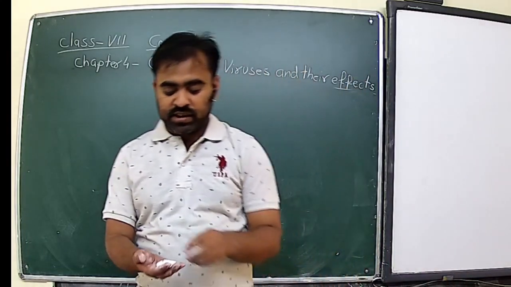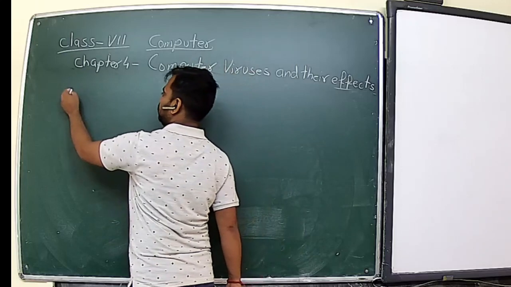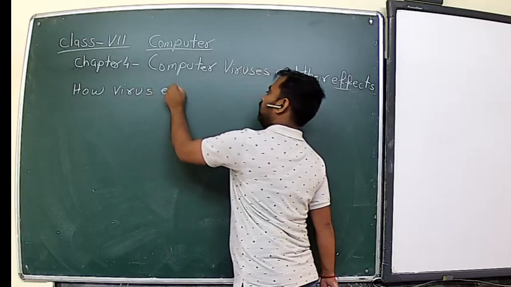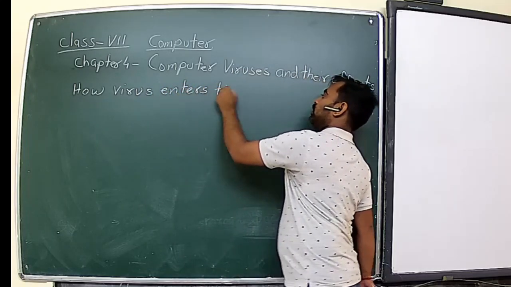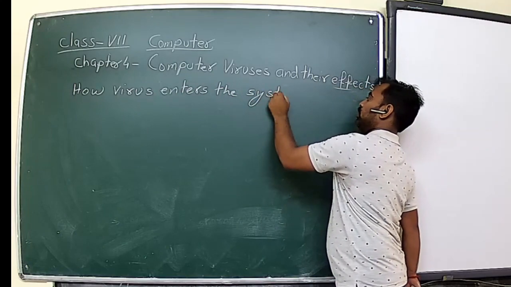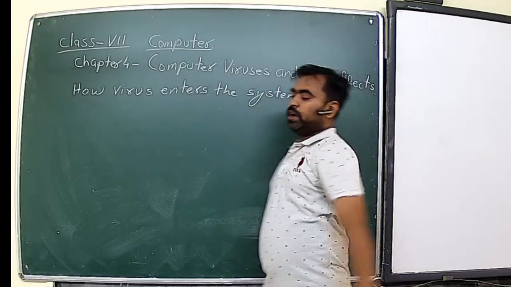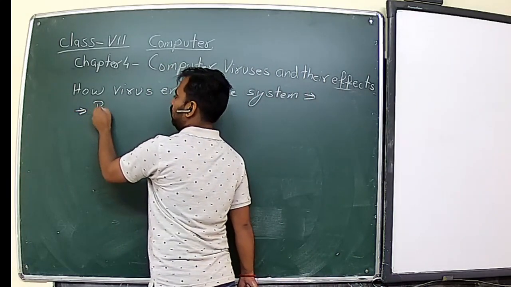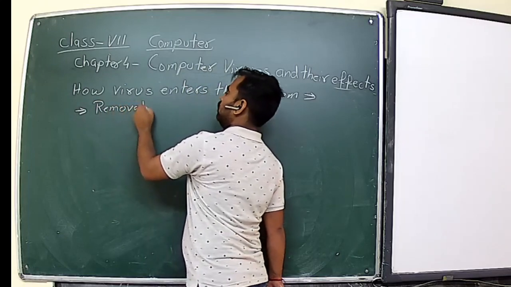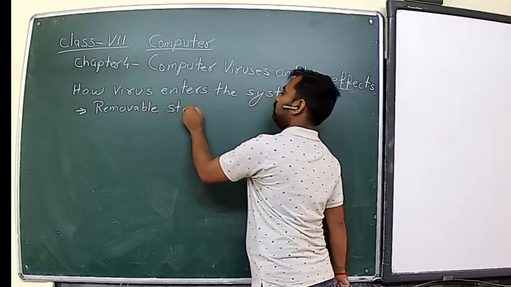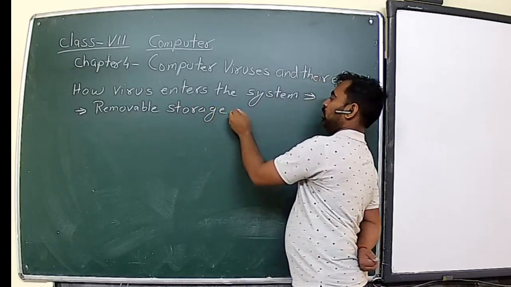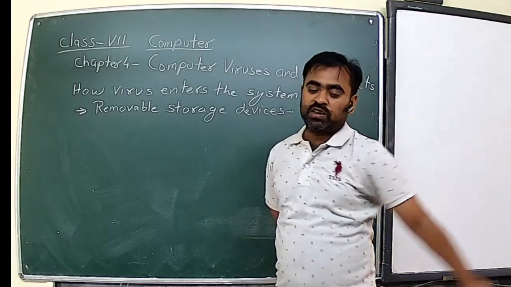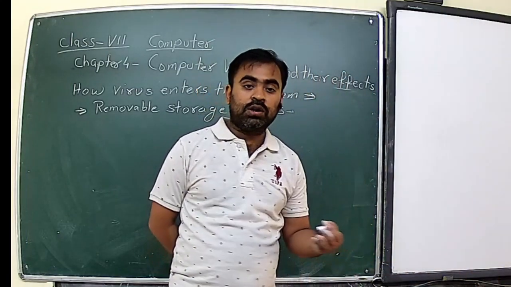Now, how does the virus enter the system? First of all, through removable storage devices. Most important are the removable storage devices, like the CD, pen drive, or other portable devices.